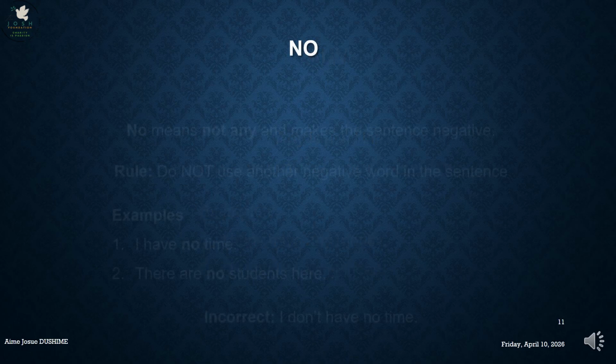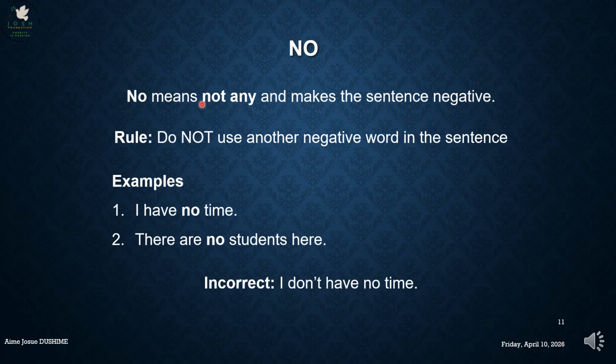How about no? No means not any and makes the sentence negative. Do not use another negative word in the sentence when you are going to use the quantifier no. Why? Because when you do that, it will be a mistake of a double negative. No is already a negative, and when you put another negative, that's going to be the double negative error.